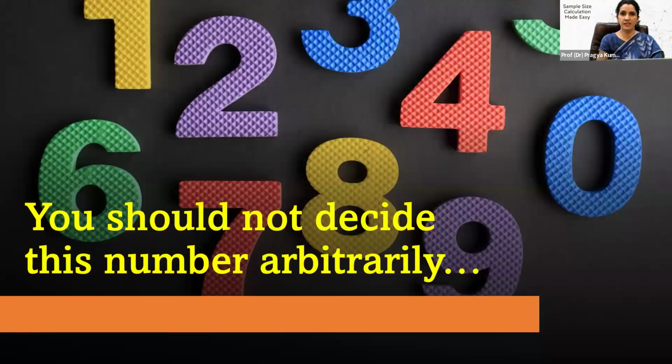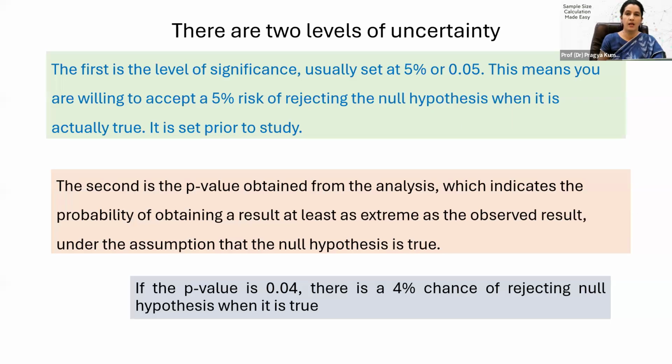So we have discussed that we cannot and should not decide this number arbitrarily. Now coming to a few concepts. That's why we have something known as the level of significance. We will discuss this concept later also, but we say that there are two levels of uncertainty. First is the level of significance. The level of significance we preset. Generally we set it at 5%, and we are saying that we are ready to take a risk of 5% of alpha error.